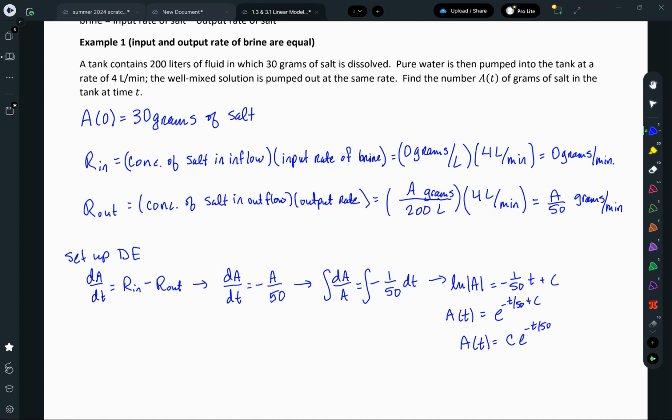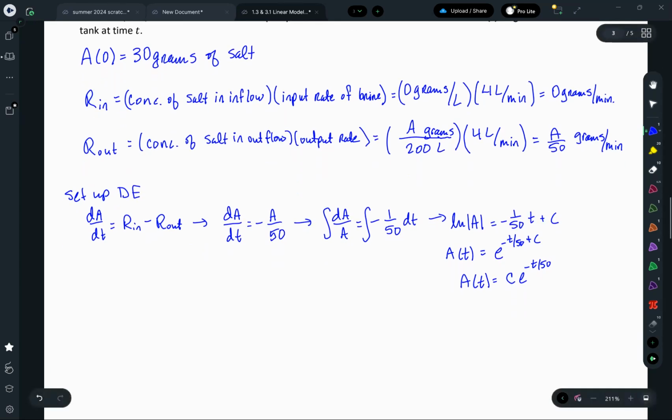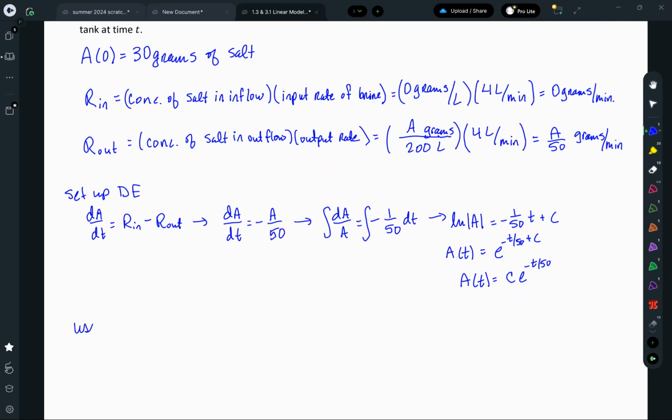Okay, cool. We're not done yet, because we know the initial conditions. We know that at time equals 0, there were 30 grams of salt. So we're going to use the given conditions.